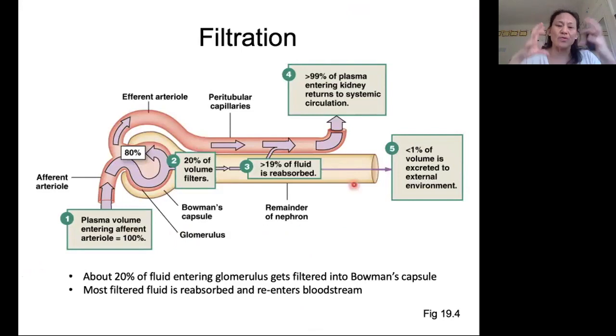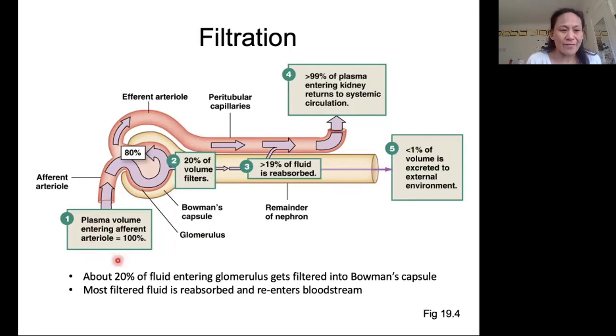This figure is sort of a schematic that shows you what happens to fluid as it moves through the glomerulus and the tubule. So to orient you to this figure, this is your afferent arteriole bringing blood into the glomerulus. This is your glomerulus right here. And then that blood supply goes out through the efferent arteriole, okay, and to the peritubular capillaries. Here's our tubule right here. This is Bowman's capsule. And then this is the rest of the tubule, okay?